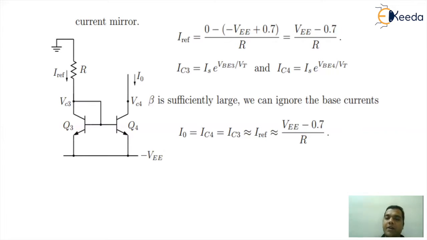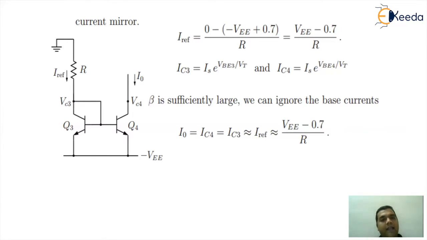IC3 and IC4 can be defined in terms of their respective VB potential as IS e raised to VB3 by VT, and IC4 as IS e raised to VB4 by VT. The advantage here is that VB for both the transistors is the same, because both transistors have base at the same potential as well as emitter at the same potential. So VB for both will be same, and with all other parameters being stable and the transistors Q3 and Q4 being matched, you will find IC3 and IC4 being the same.